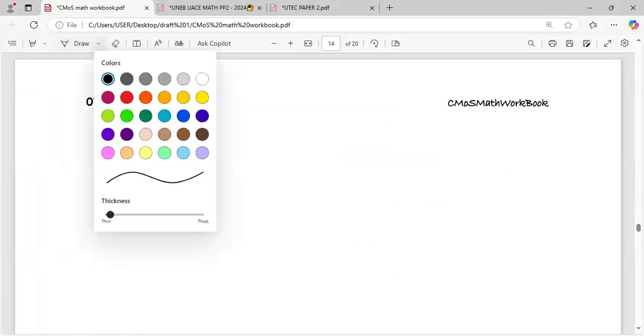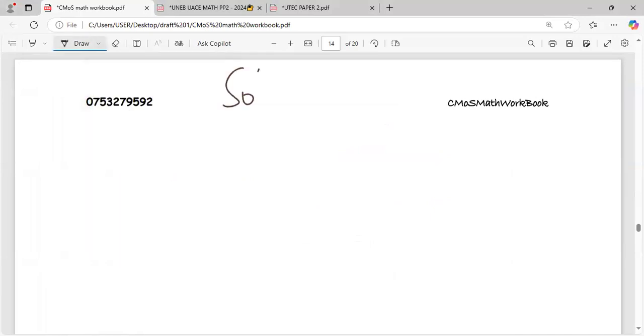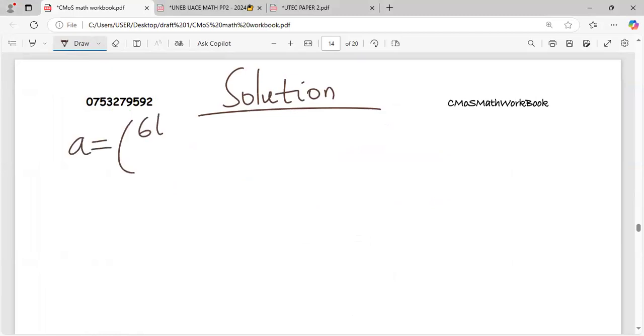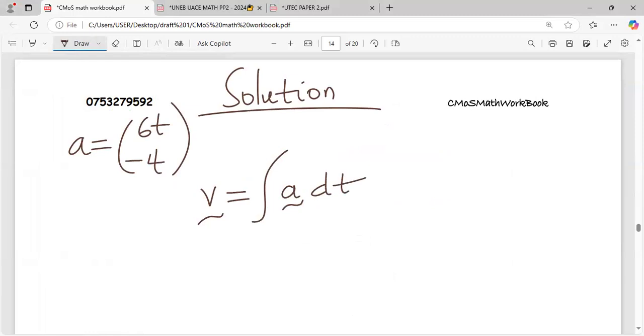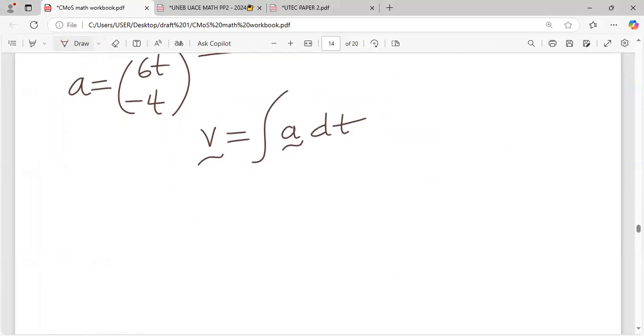So as I'm doing my solution, my acceleration is 6ti minus 4j, so it is like that. When I come to get velocity, I can first show that this is the integral of that with respect to time. Then I get the integral of 6t minus 4 dt.